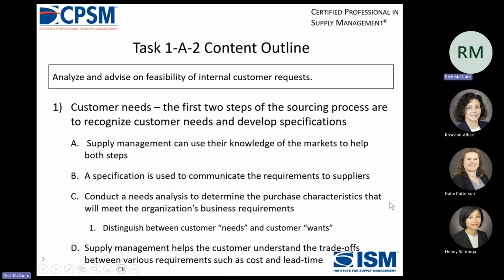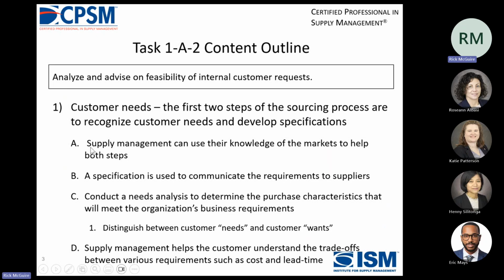So, analyze and advise on feasibility of internal customer requests. That's our task for today. Customer needs. The first two steps of the sourcing process are to recognize the customer needs and to develop the specifications for those needs, as opposed to customer wants. Supply management can use their knowledge of the market to help both steps.